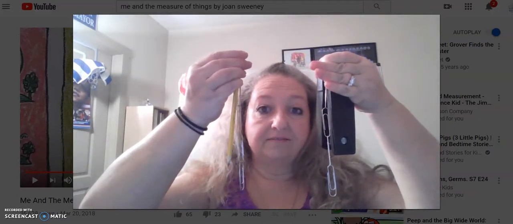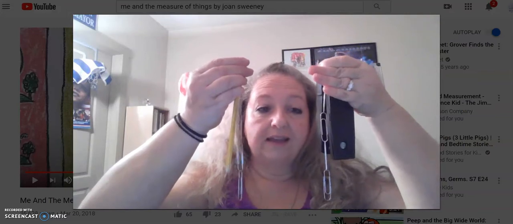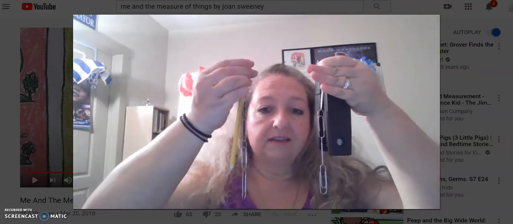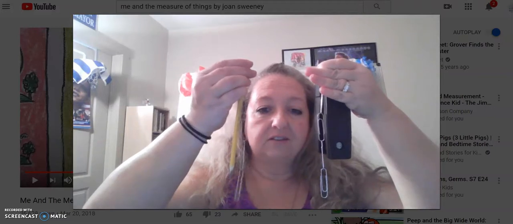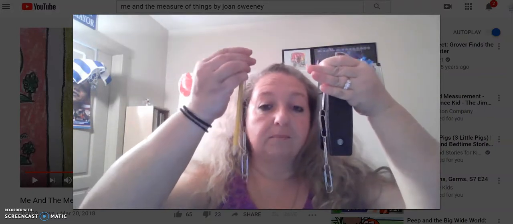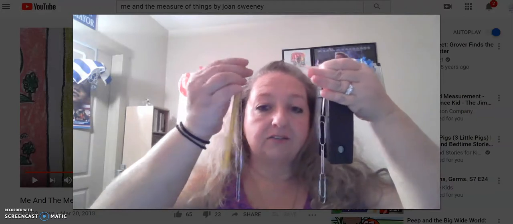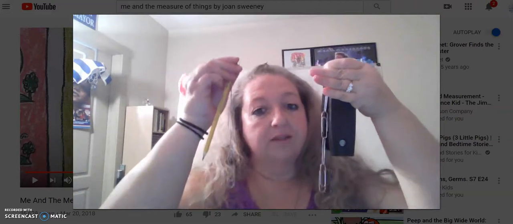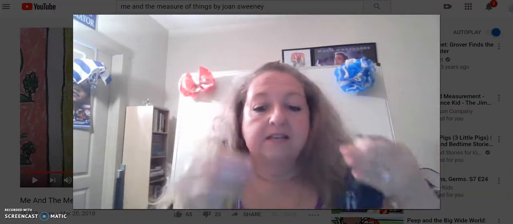almost 5. So when I am comparing the length, I will say that my pencil is longer than my stapler because it took more paper clips when I was measuring it. I can say that my stapler is shorter than my pencil. So you can measure different objects in your house.